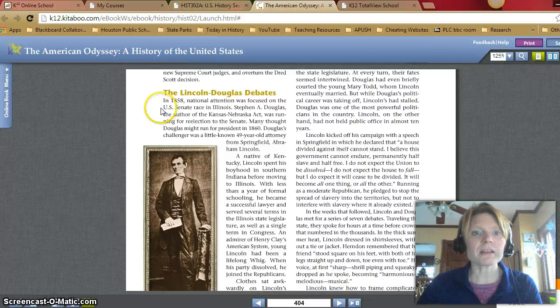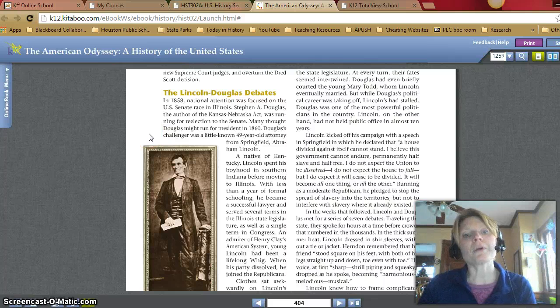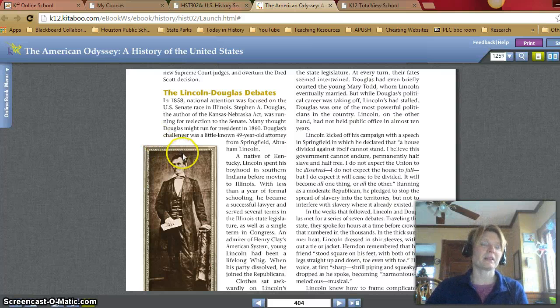The Lincoln-Douglas debates. And that's an early picture of President Lincoln. In 1858, national attention was focused on the U.S. Senate race in Illinois. Stephen Douglas, the author of the Kansas-Nebraska Act, was running for re-election to the Senate. Many thought Douglas might run for president in 1860. Douglas's challenger was a little-known 49-year-old attorney from Springfield, Abraham Lincoln.